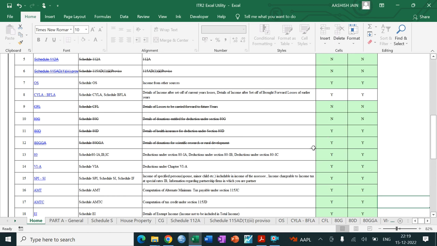Okay. Rural development donations, we don't have information related to that. Again, make this also no. Chapter 6, yes, we require. Then make it no, this part. 115JC, no. 115JD, no. Details of exempt income, no.